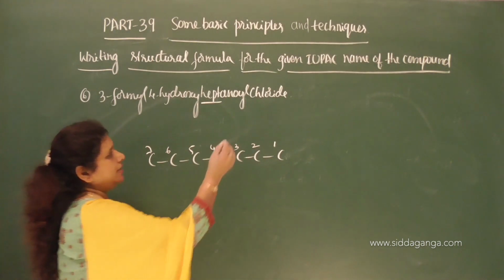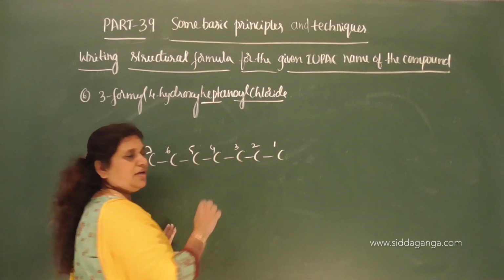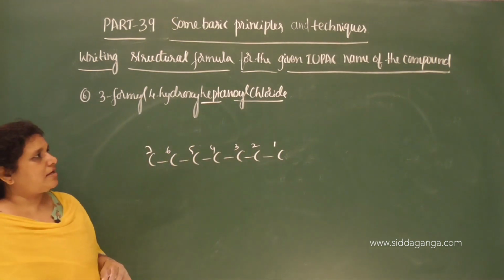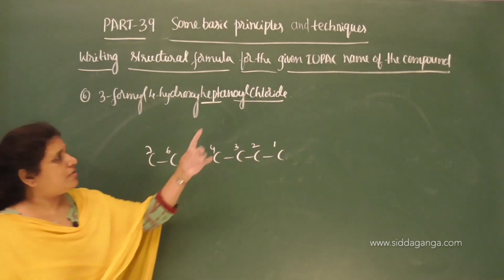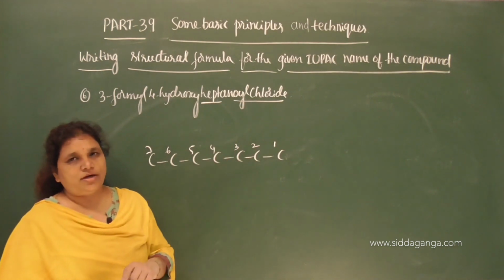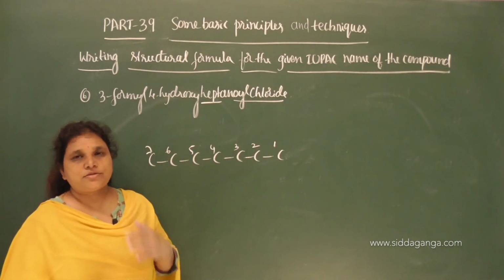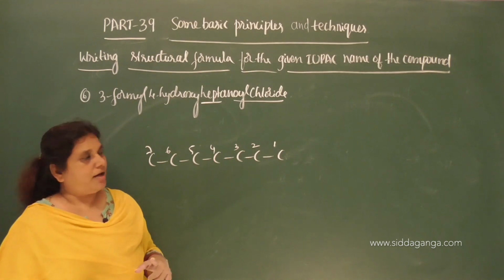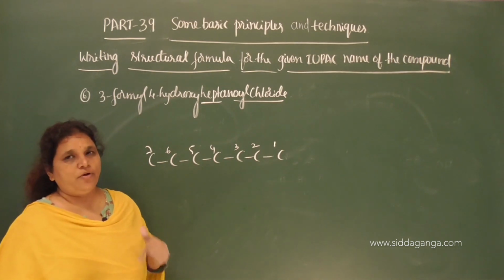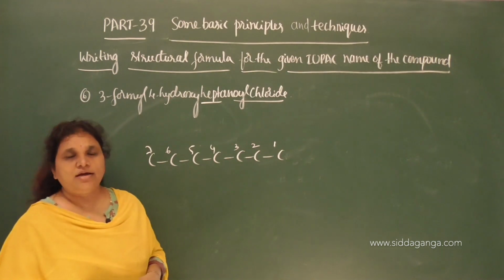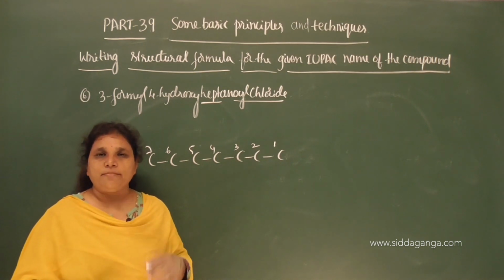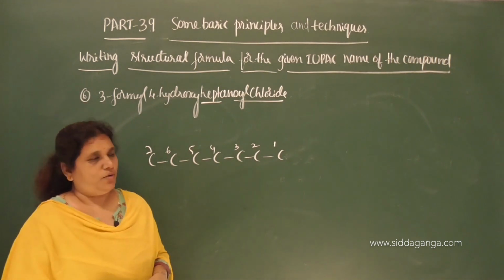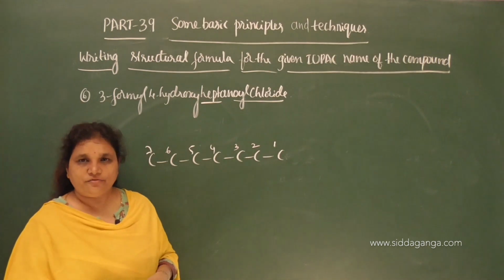What is the secondary suffix? Oyl chloride. Oyl chloride is on the first carbon, because when the locant is not given, it is understood that the locant is 1. On the first carbon itself we have acid chloride. Since acid chloride is a carbon-containing terminal functional group, it always gets the locant 1.